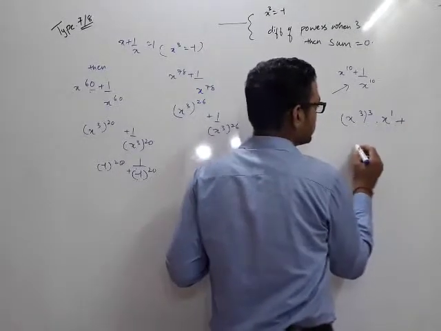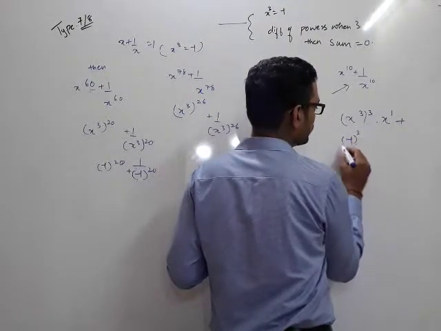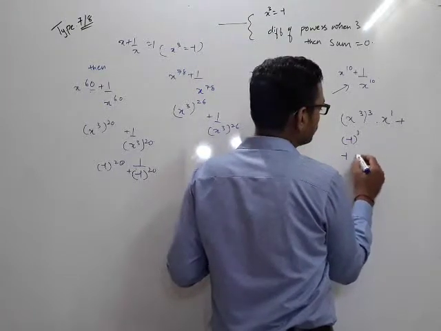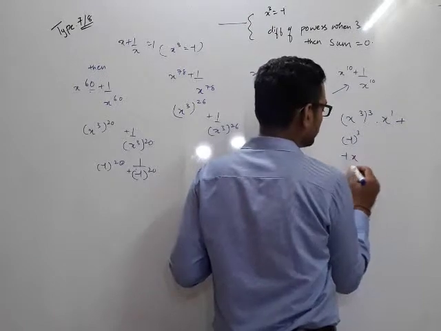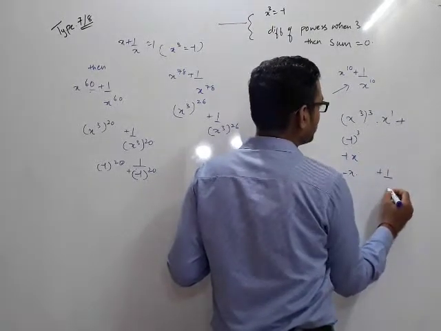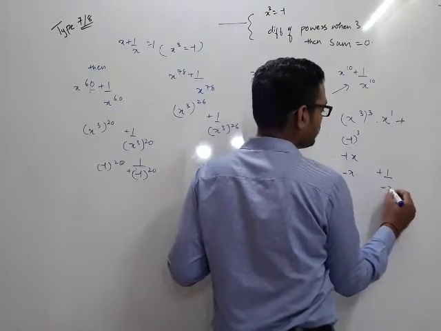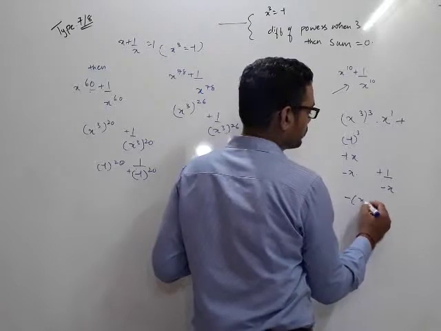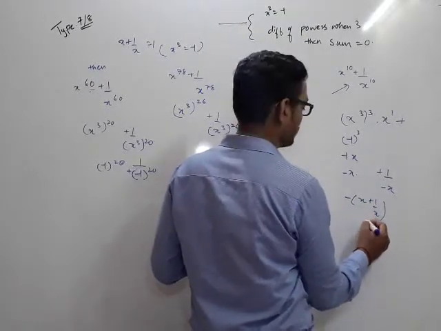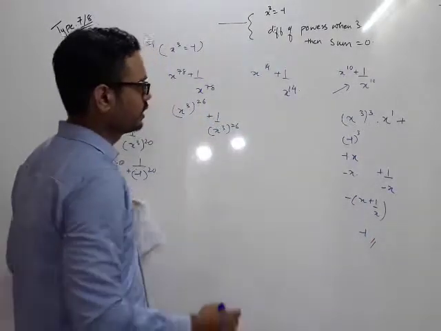Similarly, this will become minus 1 cube, which is minus 1, into x, which is minus x, plus 1 upon the same thing over here, x raised to 10 is coming down to be minus x. So minus common, x plus 1 by x. X plus 1 by x we are given as 1. Answer is minus 1. Alright.